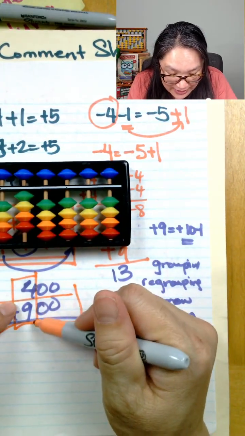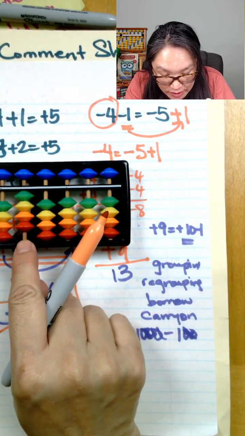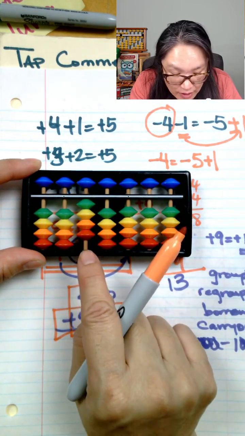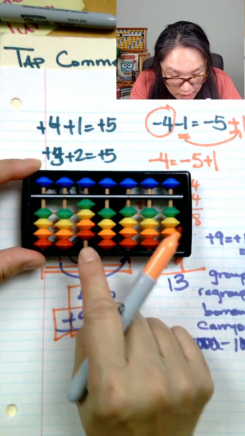So when we add, we're taking the 9 on the hundreds column. I need to move my paper. We add the 9. Hi, Micah. We add the 9 to the 100s column.